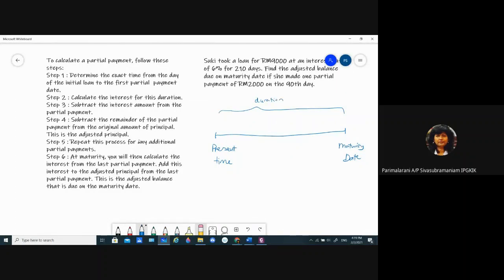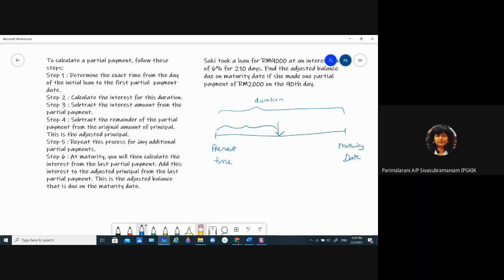So you can take the loan here and pay it back on maturity date. But sometimes some people, when they get extra money, like to make an extra payment. So when you make an extra payment, we want to know whether we are still paying the same amount or paying less. That is what we're going to calculate. So the first step is to determine the exact time from the present time to the date of the partial payment. We need to calculate this time here.